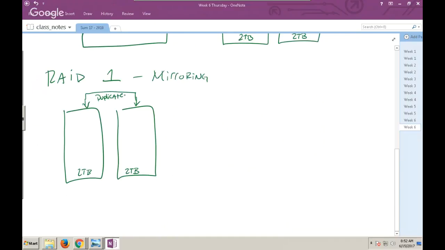I.e., they are mirror images. They are copies of everything. So anytime I write something here, it's correspondingly written on this drive. Okay? So has my write speed gone up at all? No, but how about my read speed? My read speed is now still doubled because I can read from both drives simultaneously, okay?